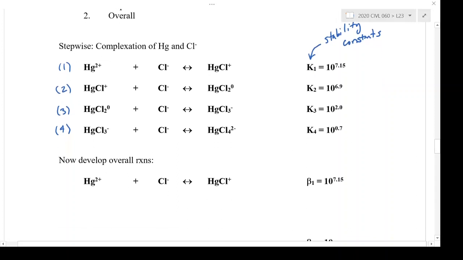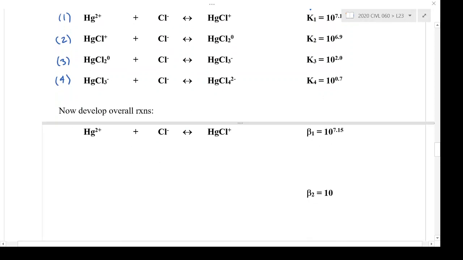We start with the first reaction, the same reaction that we used up above, so there's no change here. The first overall reaction is the same as the first stepwise reaction. So mercury, or Hg2+, is reacting with a single chloride and forming an HgCl+ complex. But now, instead of calling it a K, we're going to give it the designation of beta. This one is beta 1, and so on. So beta 1 is equal to K1. It's the same as up above.